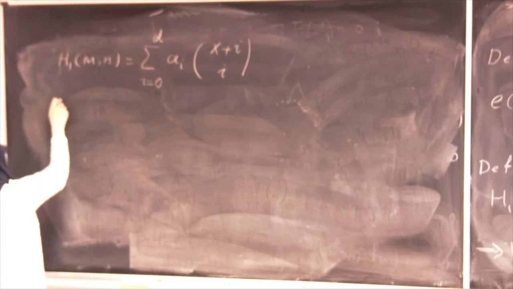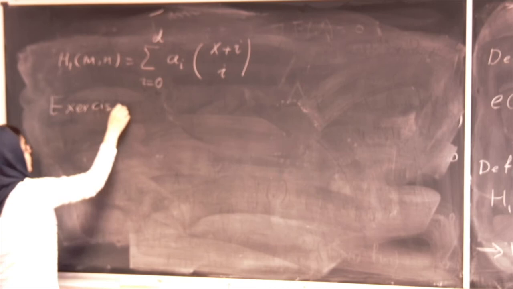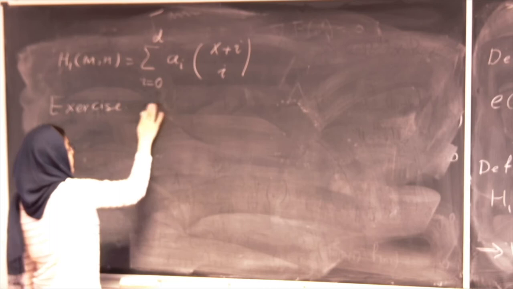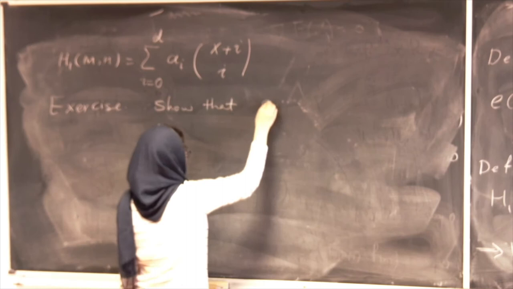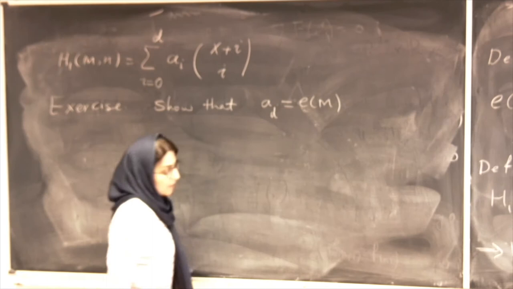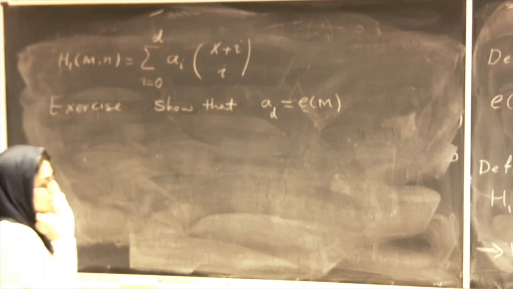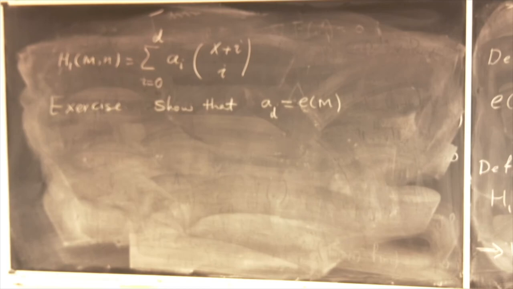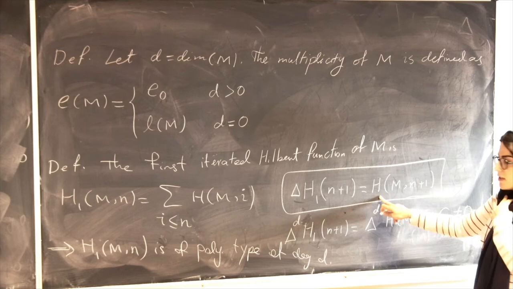So what I want you to show is that this a_d is exactly the multiplicity. This can be easily done, just use this equality, because we described this in terms of the Hilbert polynomial, so just compare the leading coefficients.